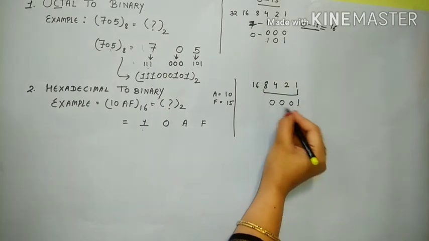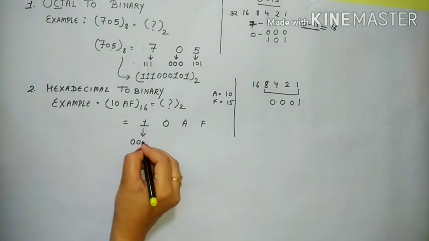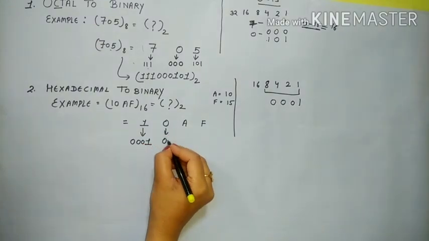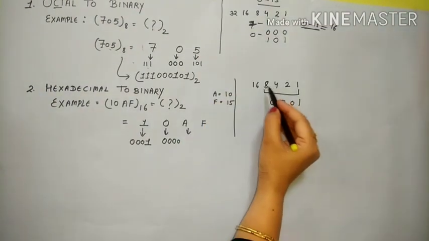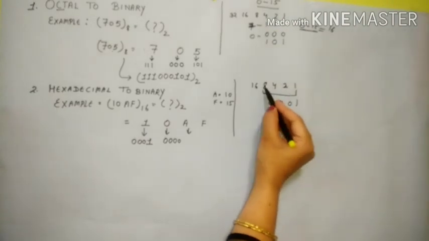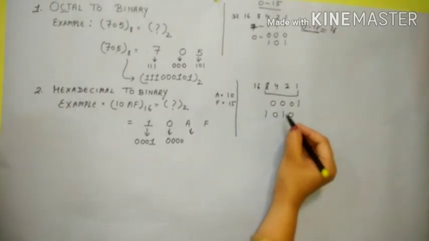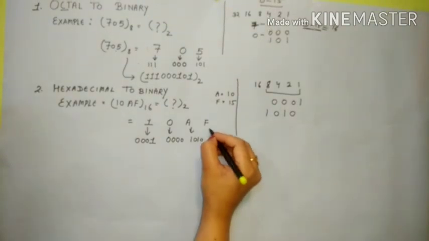So what is the equivalent number for binary 1? It is 0001. For 0, always those number of zeros you need to put. Now for 10, 8 and 2 will become 10. So these 2 will be put to 1 and 4 and 1 will be put to 0. So A is equivalent to 1010.